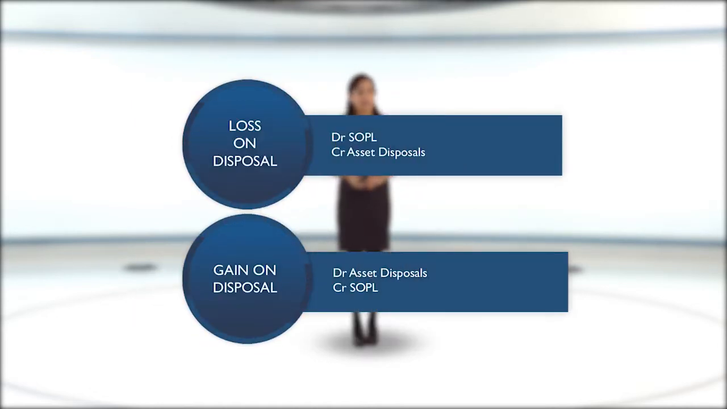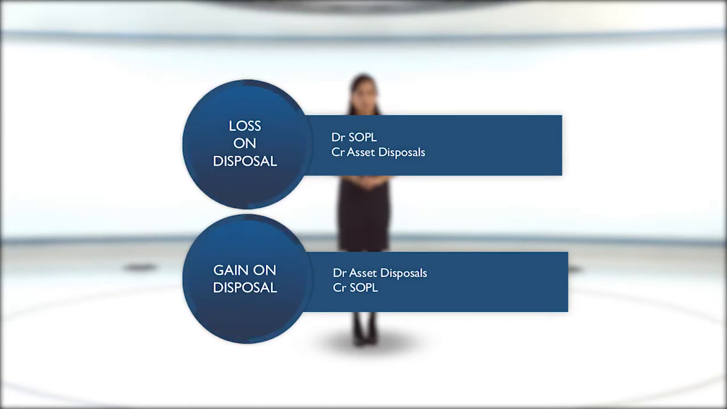Step 2 is to calculate the profit or loss on disposal. Now, in your disposals account, you will have a balance carried down on the credit side or the debit side. If the balance comes up on the credit side, it means that this is a loss on disposal. So what you do, you debit your SOPL as an expense, but then you credit the asset disposals account. This will clear the account for you.